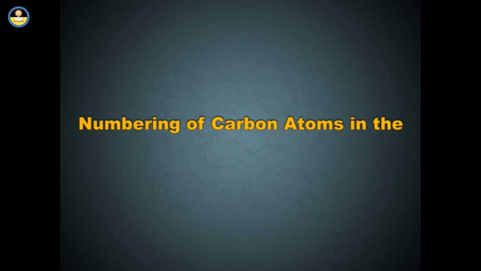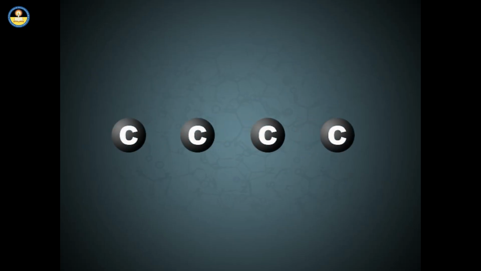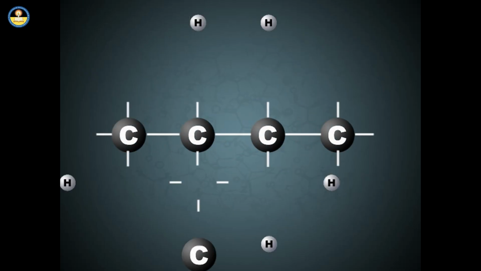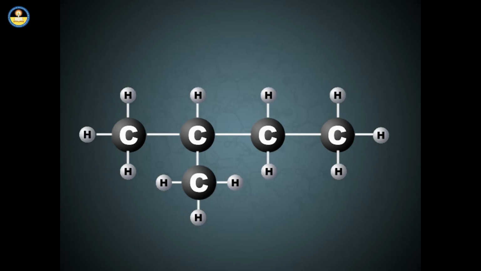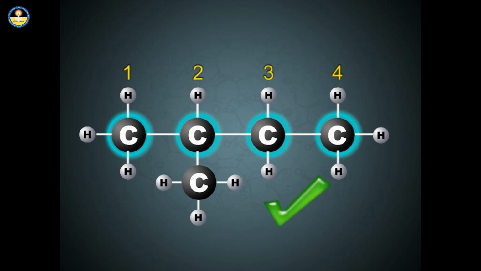Numbering of carbon atoms in the longest chain. Numbering is done in such a way so that the branched carbon atom gets the lowest possible number. For example, let's have a look at the structure of the compound once more. Let's identify longest carbon chain present in it. 1, 2, 3 and 4. It is a correct way to identify longest chain.